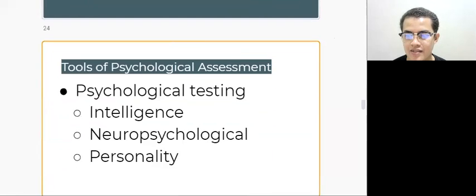So psychological testing is a set of procedures designed to measure a person's personality, intelligence, and neuropsychological aspects of the human faculty. And of course, compared with medical tests, a psychological test will help the assessor analyze a sample of that person's behavior, just like in blood testing and other testing, okay?